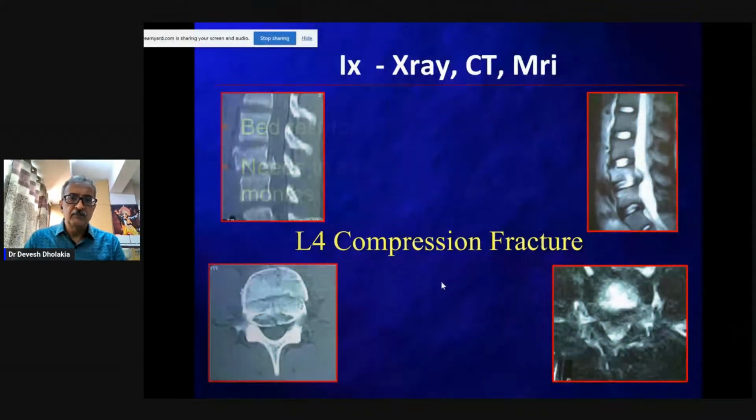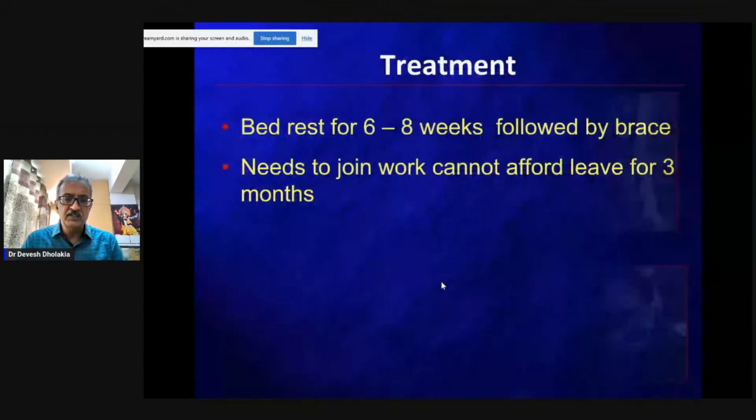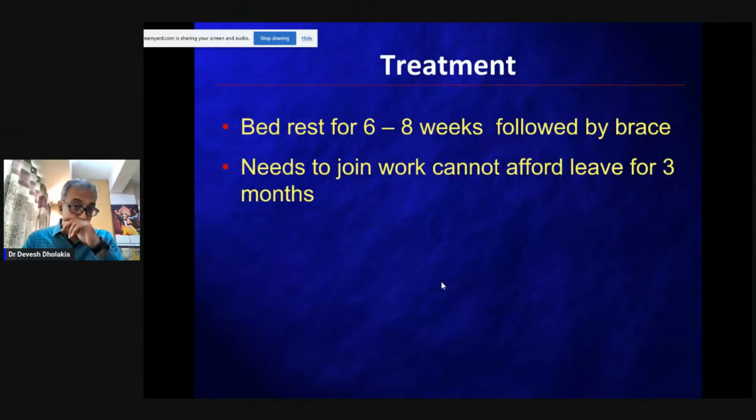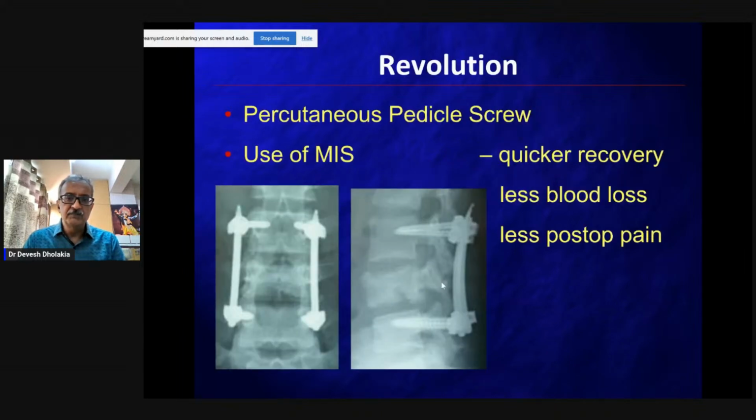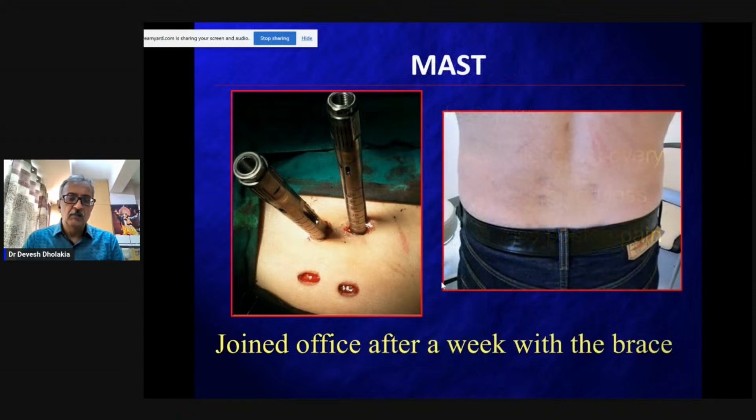The options were either bed rest for 6 to 8 weeks in a brace, but that was very difficult for him because he had a job to take care of, and nobody's going to give him leave for 3 months. So what we opted for was a percutaneous screw fixation. It stabilized internally for faster recovery, less blood loss, and the patient could be mobilized at the earliest. So small mini holes, put the screws, and the patient can be mobilized within a week's time and can join office at the earliest with a brace.